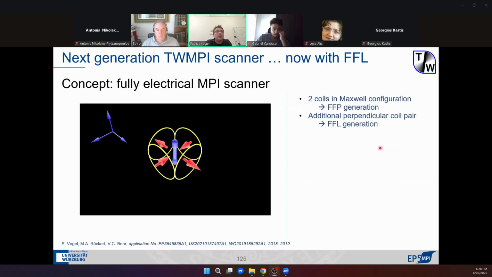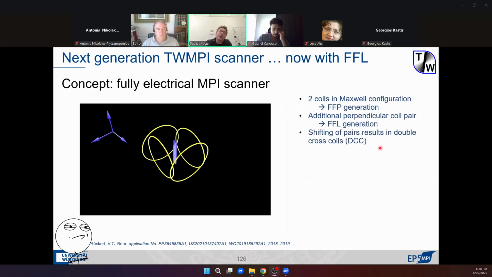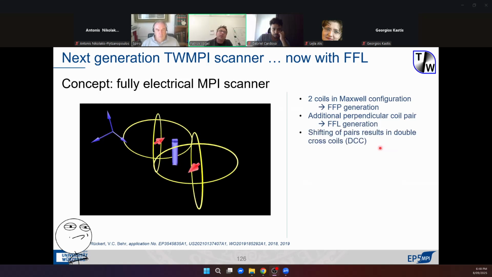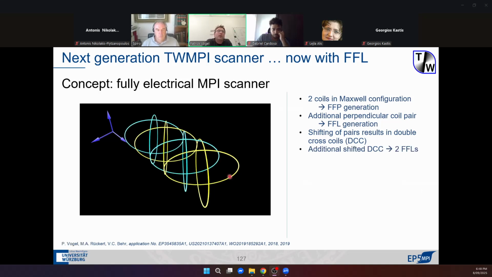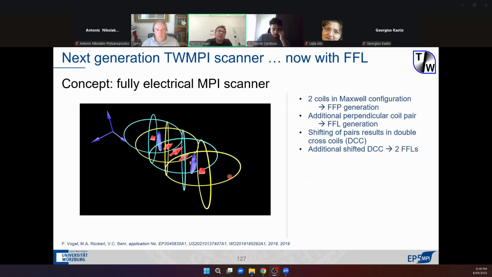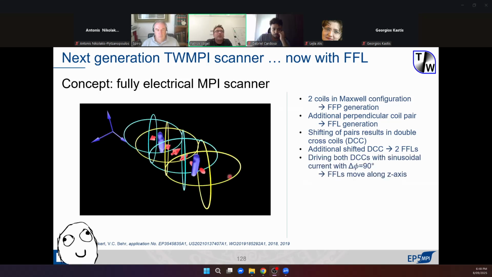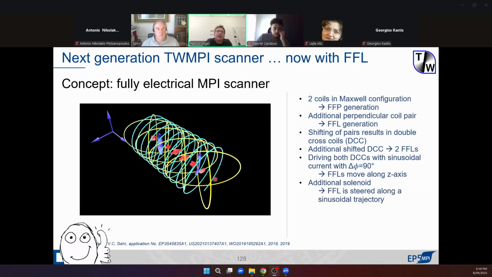So we come from a field-free point to a field-free line. We change the coils. These yellow ones are different electric coils, creating different field directions with these red arrows. We are using multiple of these cross coil systems. Then the traveling wave approach again: we can generate traveling field-free lines through the scanner, and by adding additional coils, we can also displace these field-free lines.